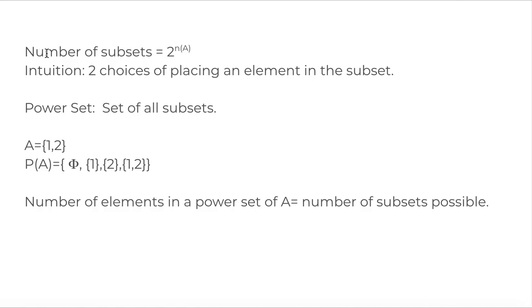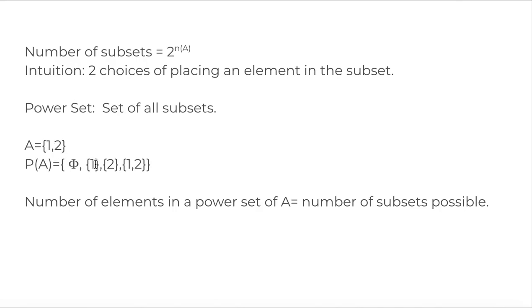So yeah, we're looking at the number of subsets possible for a set A, that is 2 to the power of the cardinality of A. The intuition is that for every element in a set, you have 2 choices: either you place it or not. Let's look at an example. You have 1 and 2, right? So you have 2 choices for 1, that is you put it in or you don't. For the element 2, you have 2 choices again, that you put it or not, right? So let's start with not putting either one of them.